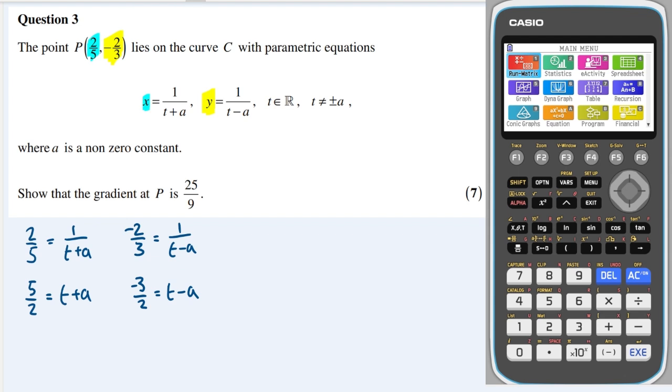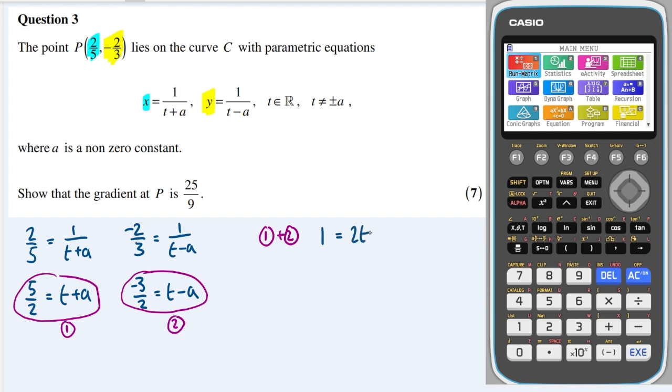Okay, great. So I've got two equations now, both with two unknowns. So we can solve them simultaneously. And what I'll do is I will call this one 1, this one 2, and we'll do 1 plus 2. So 5 over 2 plus minus 3 over 2 is 2 over 2, which is just 1. And t plus t is 2t. And then the a's will cancel out perfectly. Great. So t is equal to 1/2.